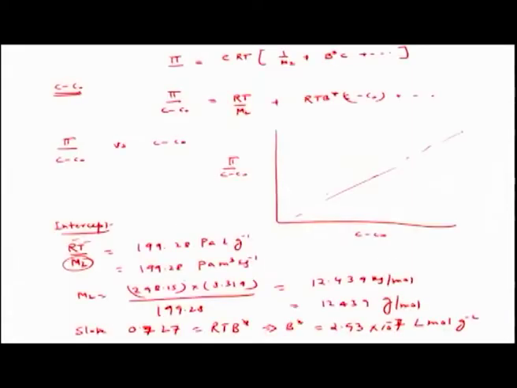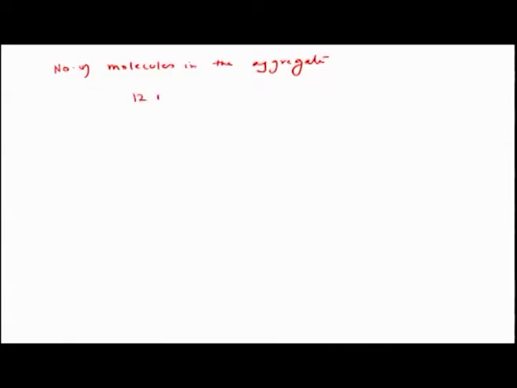And what is the value we got for M2? 12439. So, certainly it is an aggregate. Okay. So, we can simply divide it. 12439 divided by 390 is 32. So, this is the aggregation number in the molecule.